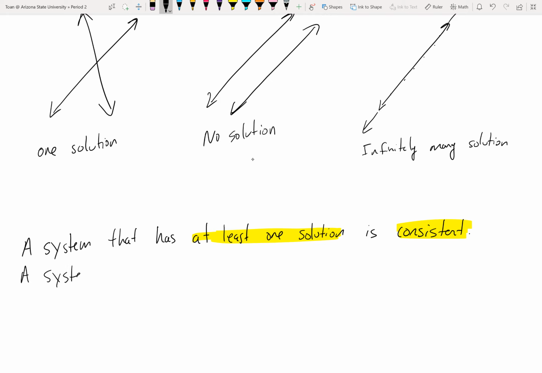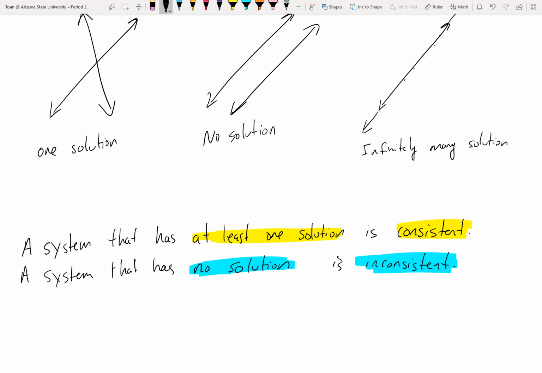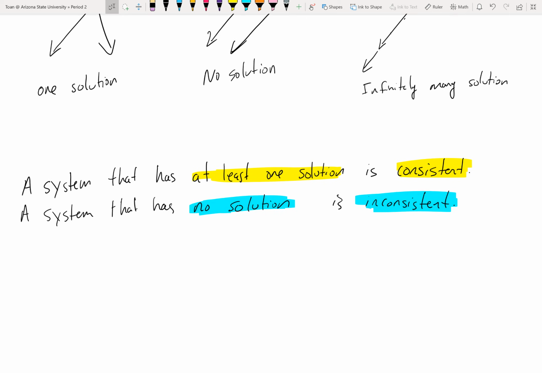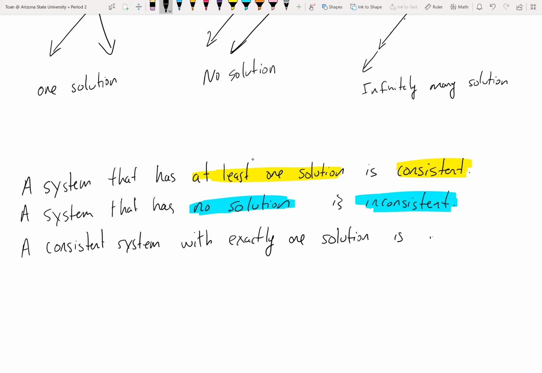A system that has no solution is said to be inconsistent. So no solution links with inconsistent. But there's further breakdowns than that. A consistent system with exactly one solution is said to be independent.